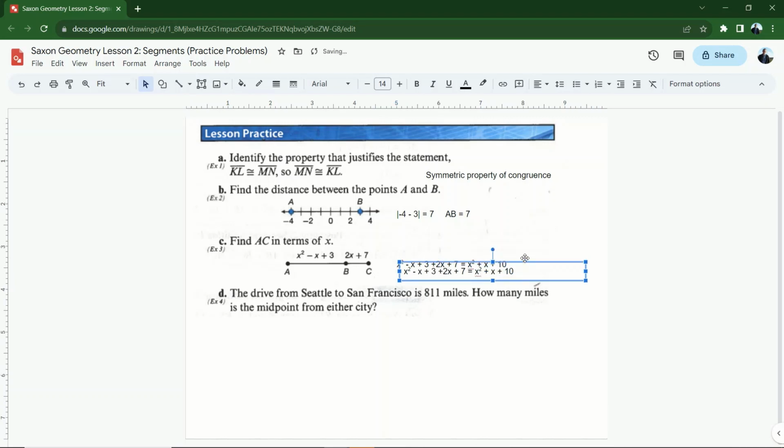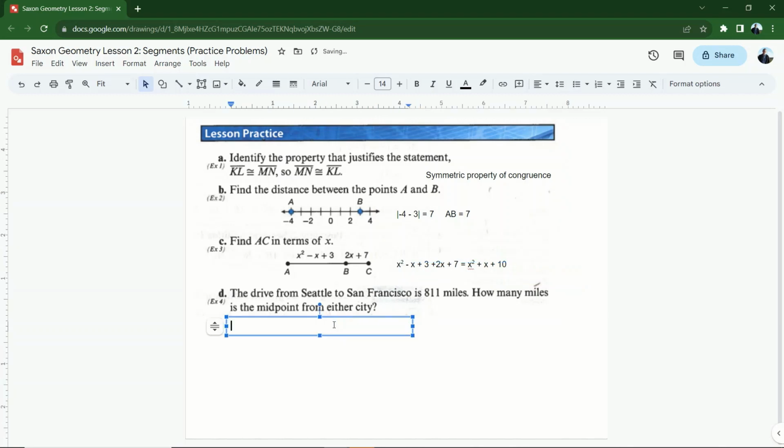All right, and then lastly, letter D. The drive from Seattle to San Francisco is 811 miles. How many miles is the midpoint from either city? Well, that's pretty simple. The midpoint's going to be halfway. So if Seattle's at 0 and San Francisco's at 811 on a number line, okay, 0 and then 811, how do I find the point directly in between?